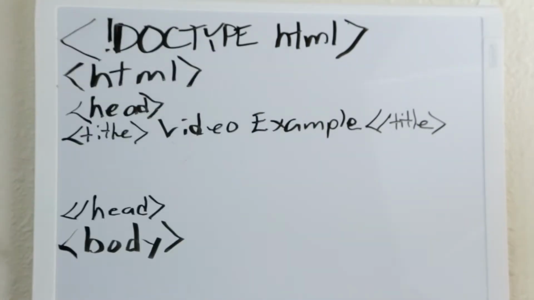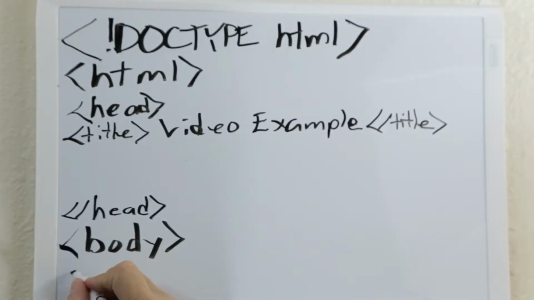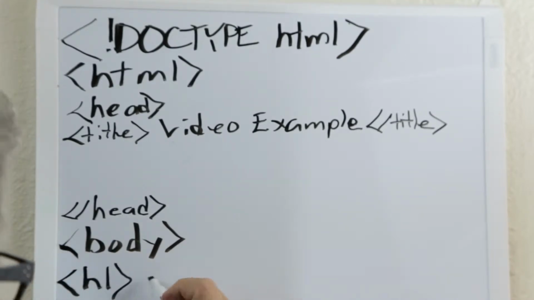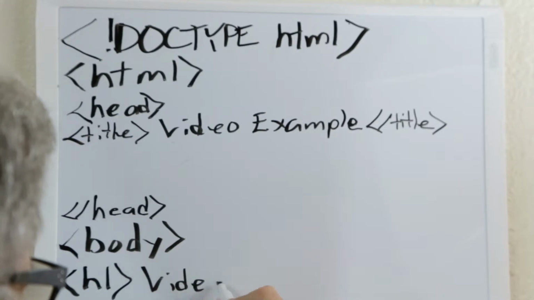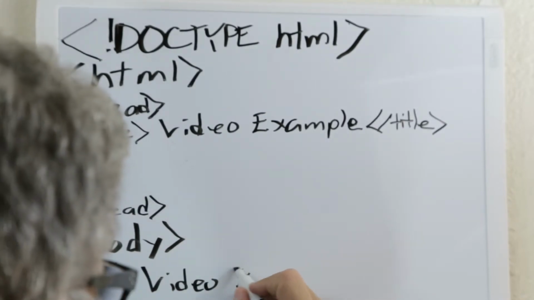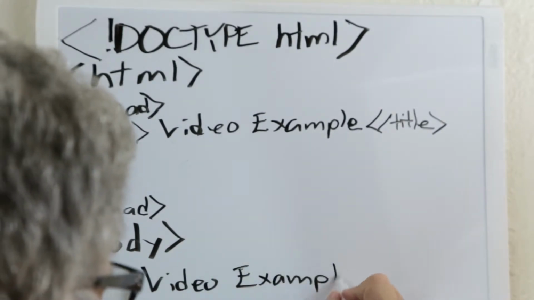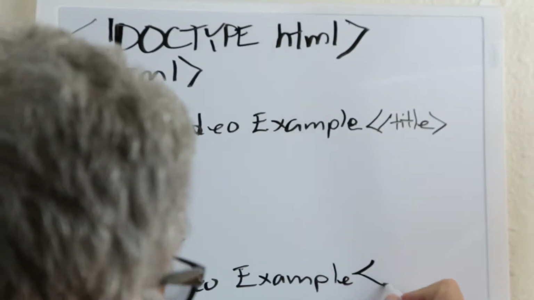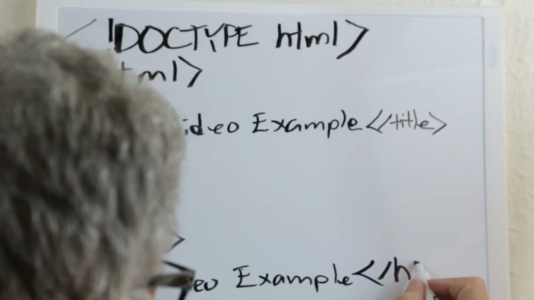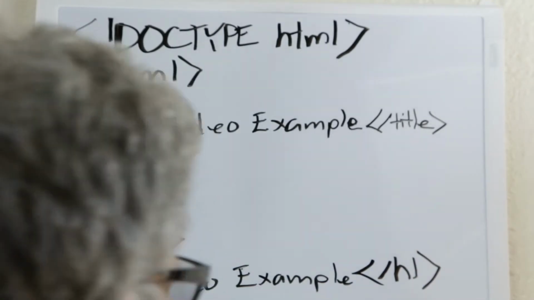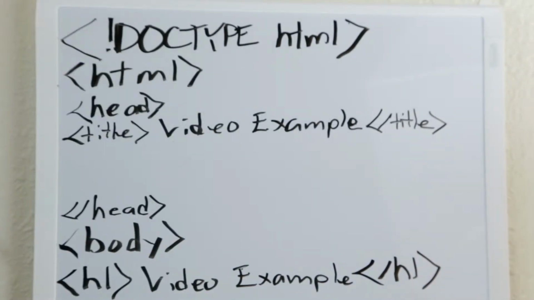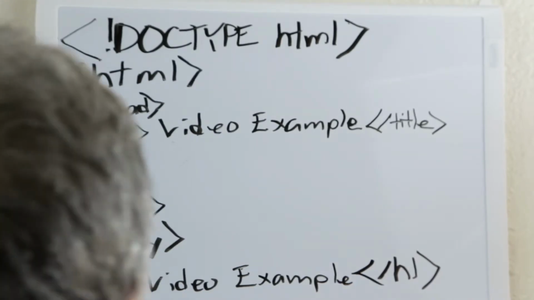Okay. So, I'm going to add an H1 tag here. Video example. Close the H1. This is what we're going to see in the body when we have our web page. We're going to see this word video example, and it's going to be nice and big.